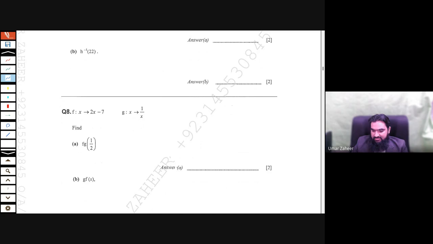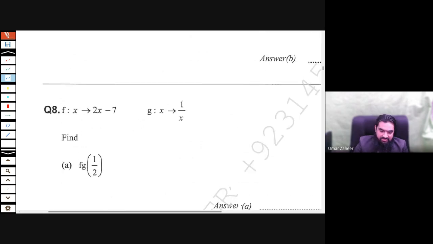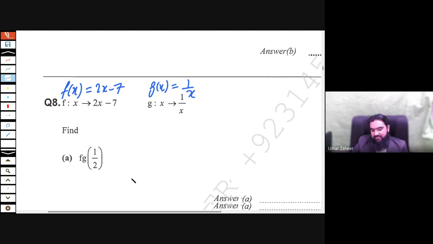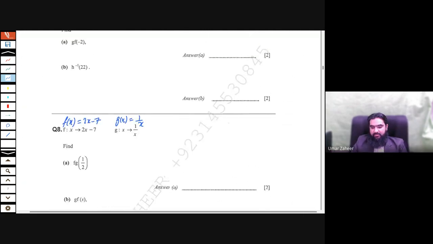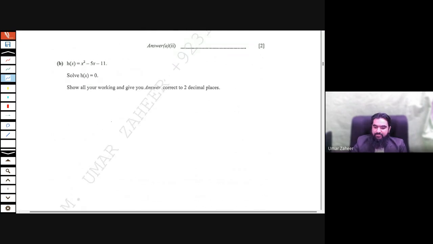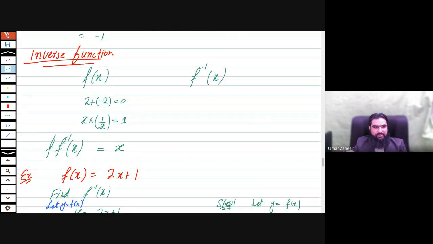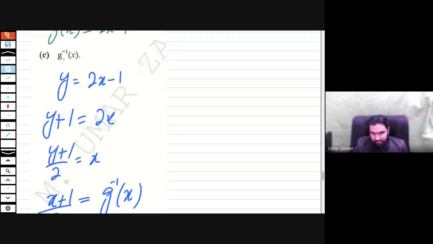I forgot to tell you that this is the same notation, the same as f of x is equal to 2x minus 7. He's just using another notation. f of x is equal to 1 by x. You have to find f into g of x, composition, inverse. These are all of it. I will send you the domain and range worksheet separately because this is a new topic that is added. This is not a previous topic.